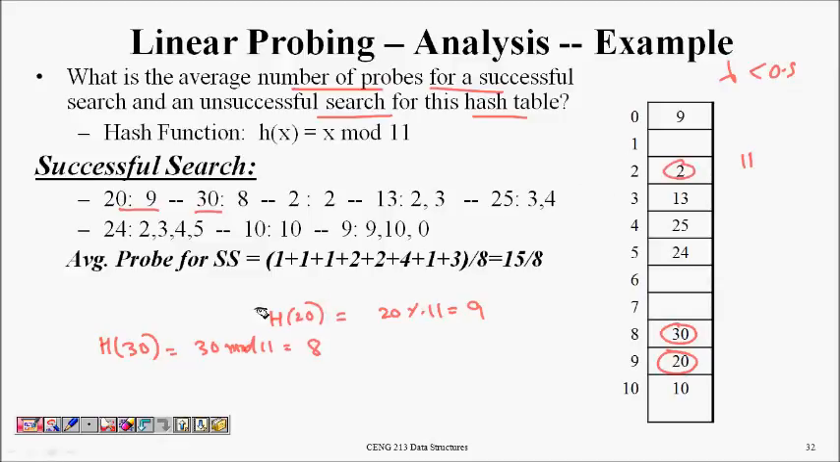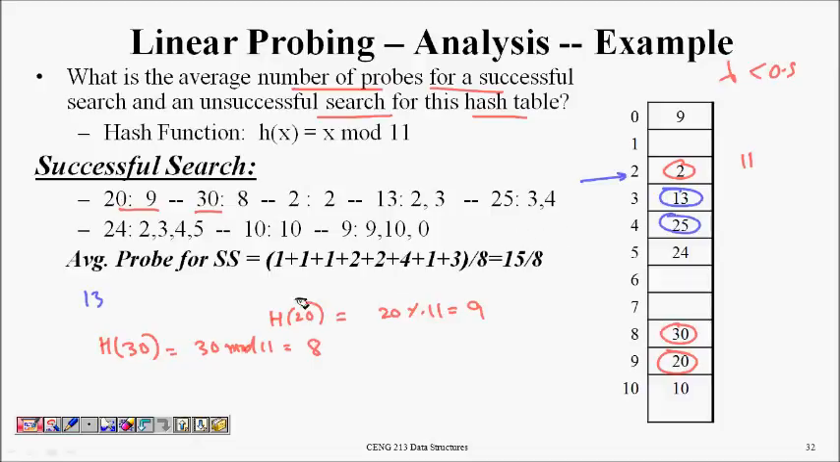2 modulo 11 is 2. I find 2 here. That's well done. And then let's see, we have 13. So 13 modulo 11 will be 2, but I don't find it here. So I do linear probing. I go further, plus 1, so it will be 13 plus 1, 14 modulo 11, it will become 3, and you will find it here. So 25 modulo 11 will be 4 and it is found directly.